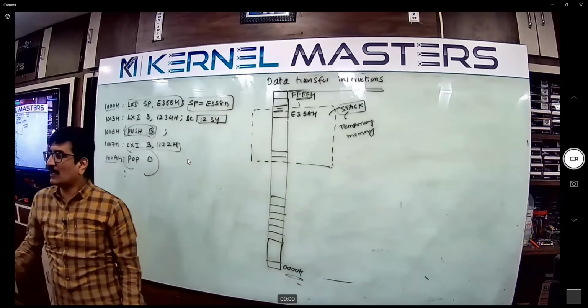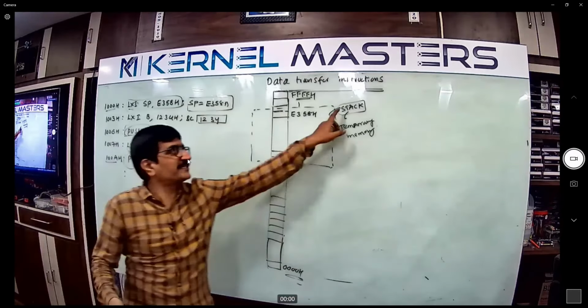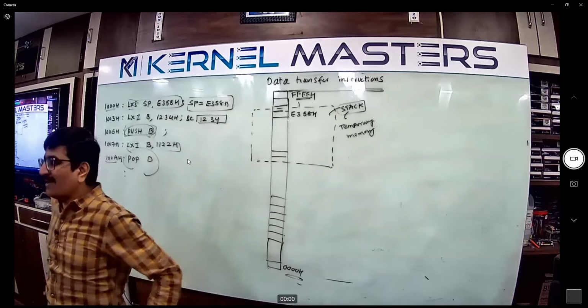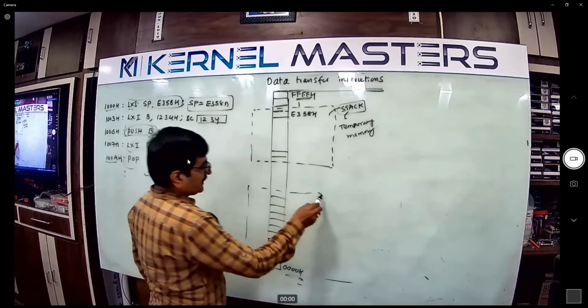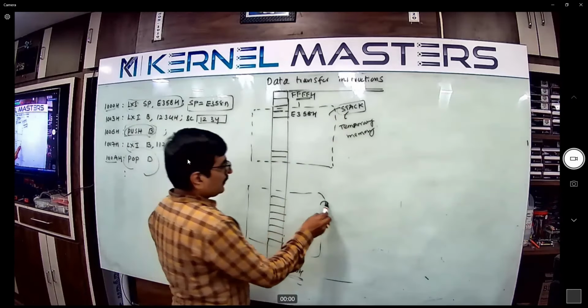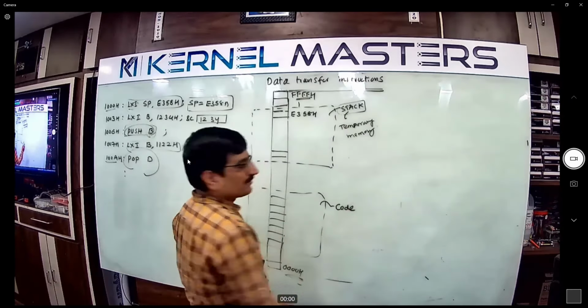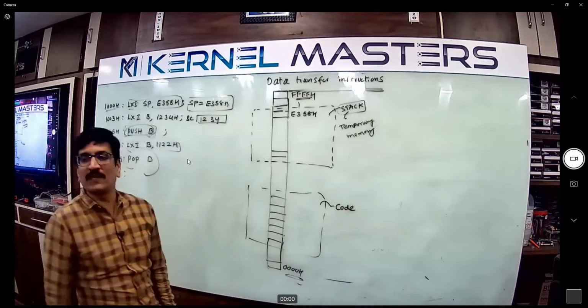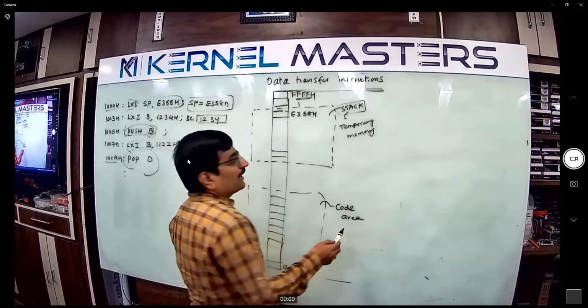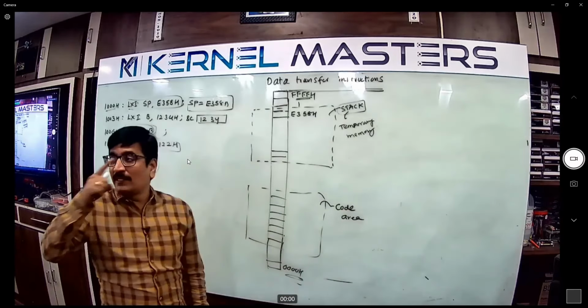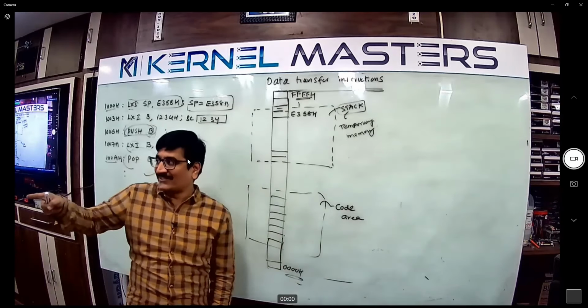Stack, temporary memory. Understood now? And observe this other area. This area we call the program area, the code area. I told you the difference between Harvard architecture and the other architecture.